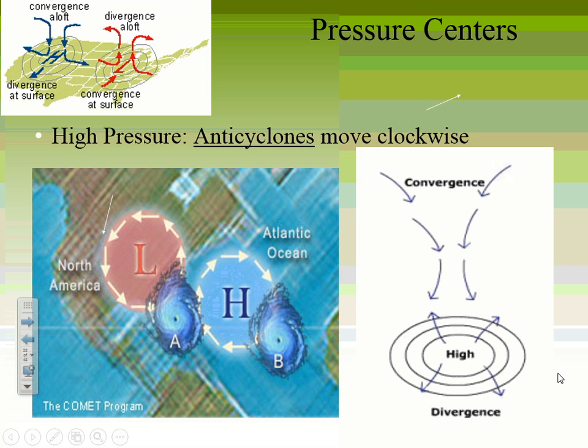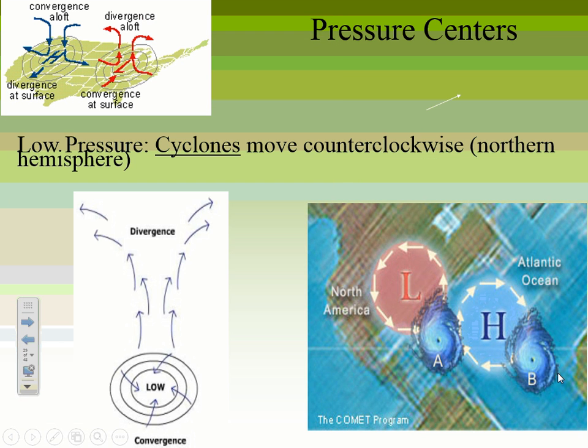So, different types of pressure systems or centers. A high pressure system is typically known as an anticyclone. That's because it's moving clockwise. So that cold air is descending and moving outward in a clockwise direction. This is something that you should recognize.